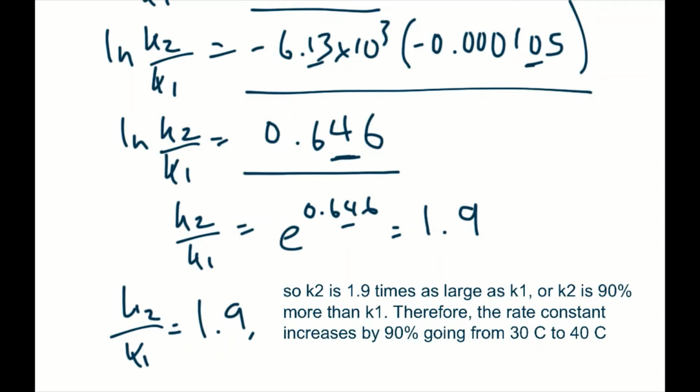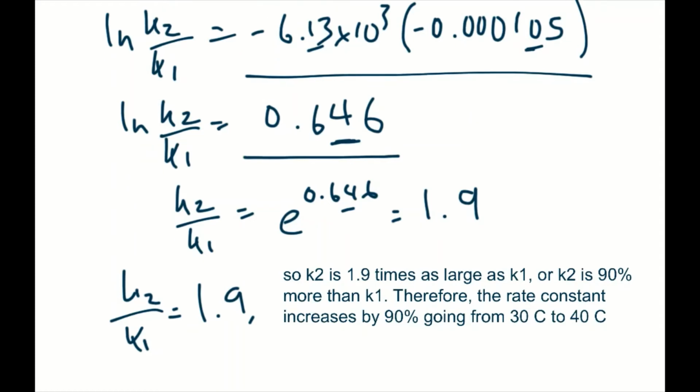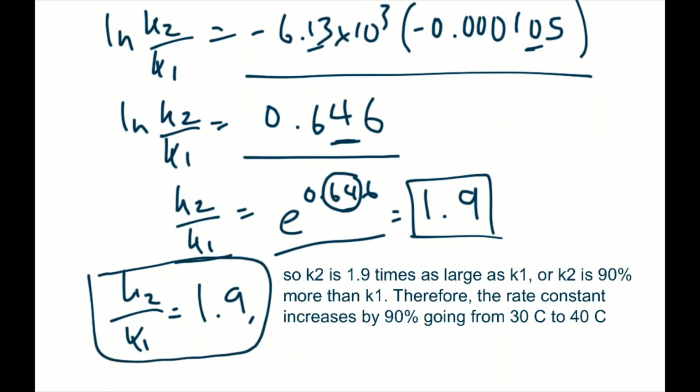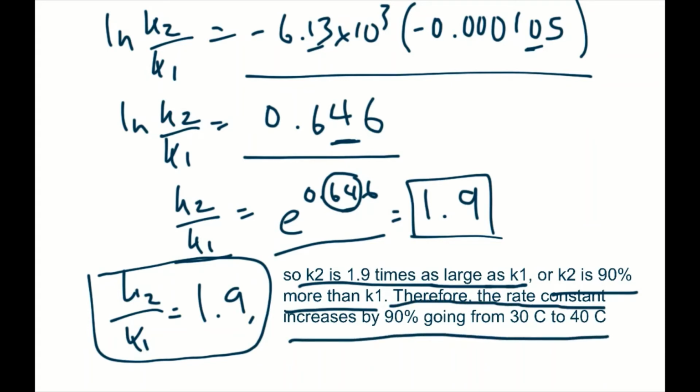And we take the anti-log, and we figure out that K2 over K1 is equal to e to the 0.646, and when you take the anti-log, the number of decimal places becomes the number of sig figs. So 2 decimal places, 2 sig figs in our answer. So it looks like K2 over K1 is 1.9. So K2 is 1.9 times as large as K1, or in other words, K2 is 90% more than K1. Therefore, the rate constant increases by 90% going from 30 degrees Celsius to 40 degrees Celsius.